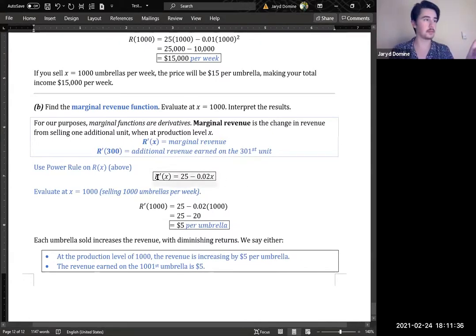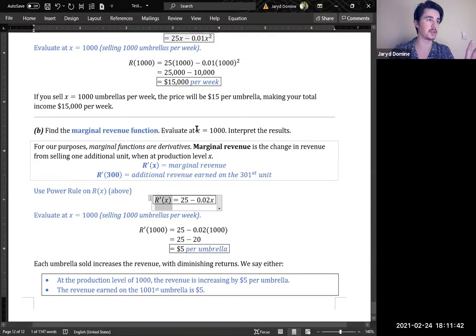So like I said, marginal revenue, that's just a derivative. So R prime of x, we take what we had before, 25x. Power rule makes that just 25. Before we had minus 0.01x squared. So the 2 comes down and then we reduce the power by 1. So this gives us minus 0.02x. Okay, so we just took the derivative, power rule. This is our marginal revenue function.